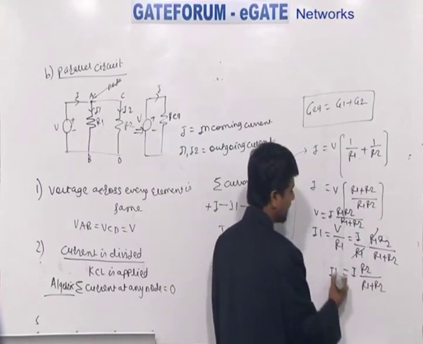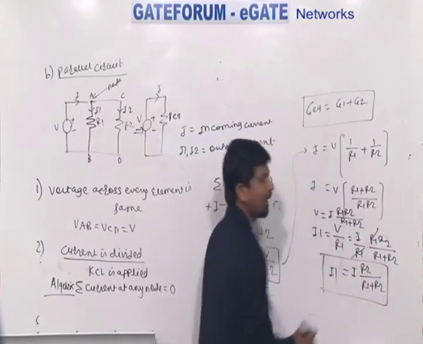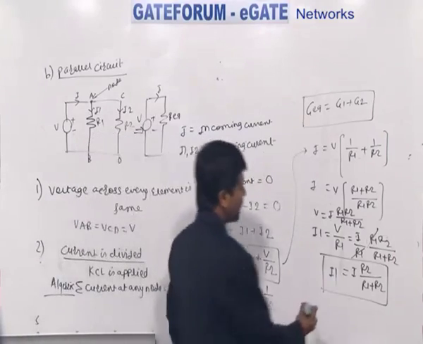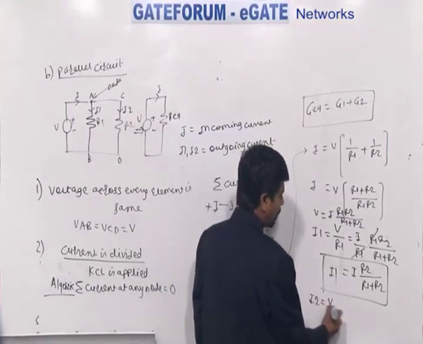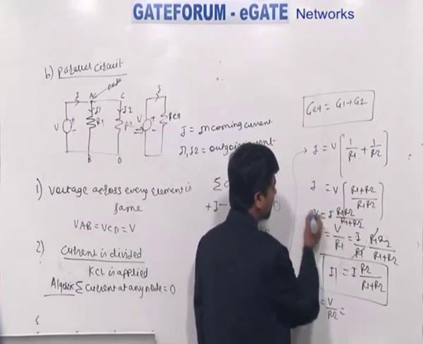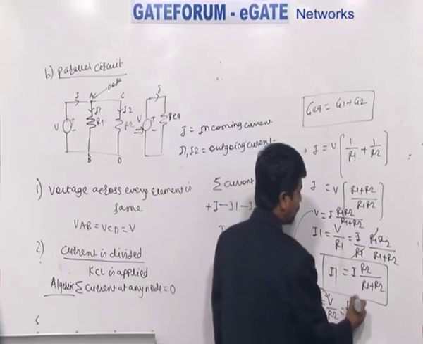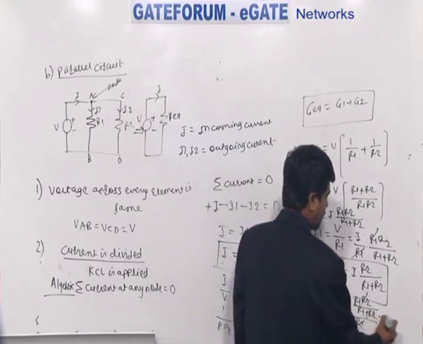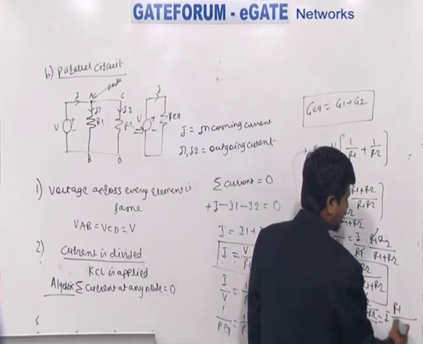Now see this expression very carefully. I1 is equal to I into R2 divided by R1 plus R2. I2 is equal to V upon R2. Let us put the expression for V: I into R1 R2 divided by R1 plus R2, divided by R2. That gives I into R1 divided by R1 plus R2.